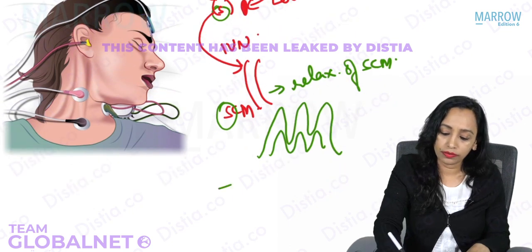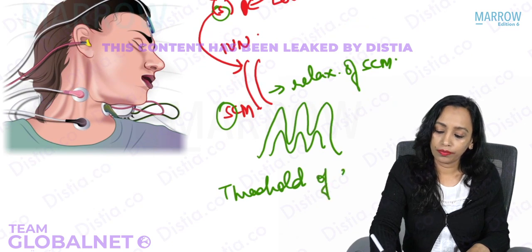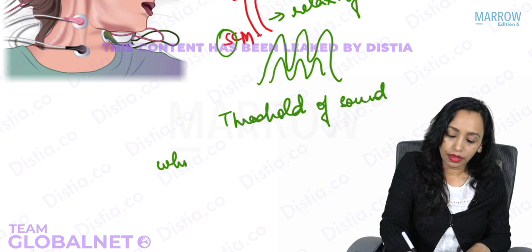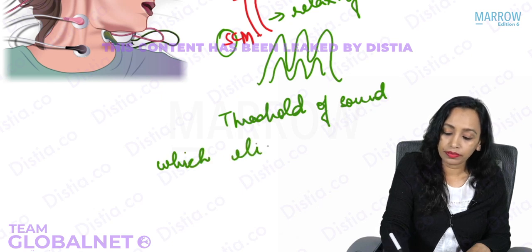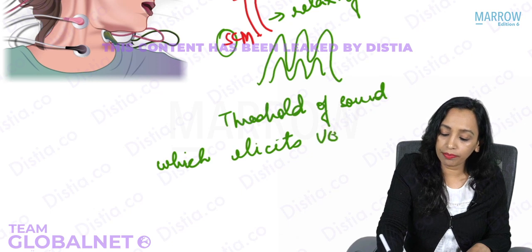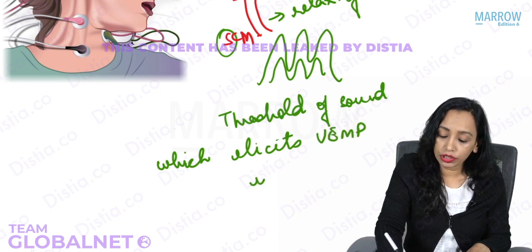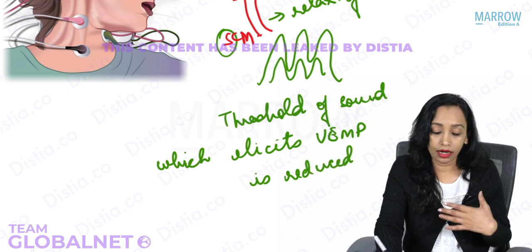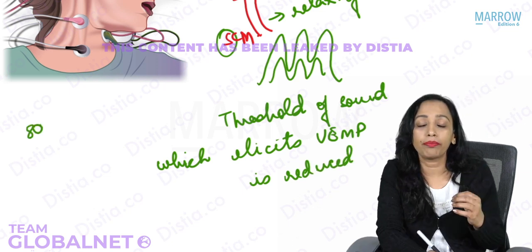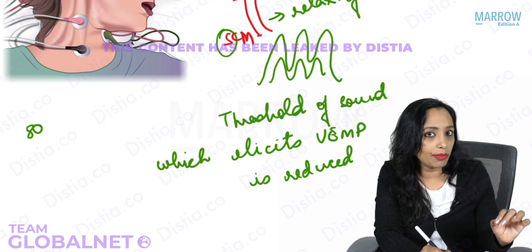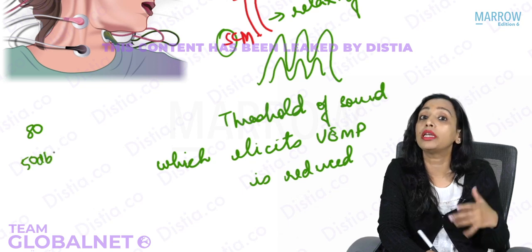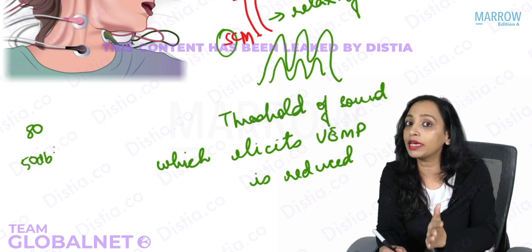So the threshold of sound which elicits VEMP is reduced. If in us an 80 decibel sound leads to VEMP, in those in whom there is abnormal communication, the labyrinth will become hyperexcitable. In them, even a 50 decibel sound will lead to eliciting of VEMP.